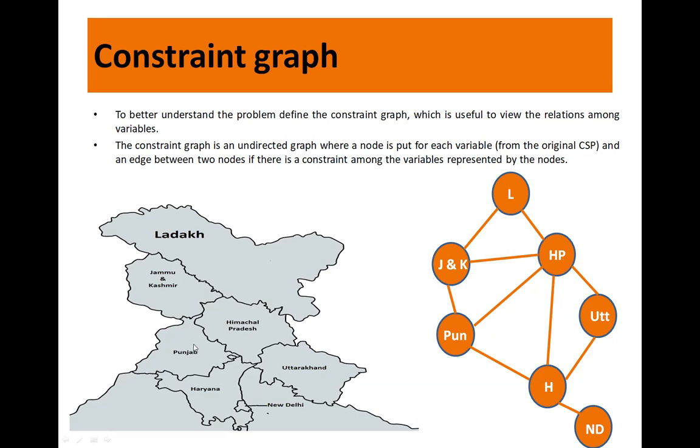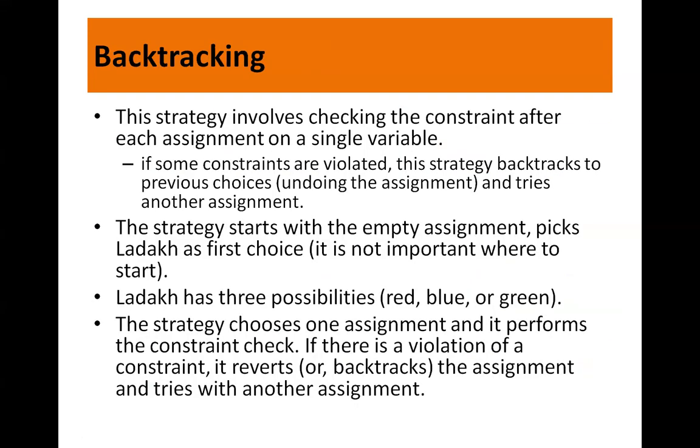Fine. And if you look at Punjab, Punjab is adjacent to Jammu Kashmir, Himachal Pradesh and Haryana, right? So I hope this is clear. Converting a map into a constraint graph. And the constraint is represented in the form of an edge. If an edge exists, you need to follow the constraint. Fine. Now, what strategy are we using?